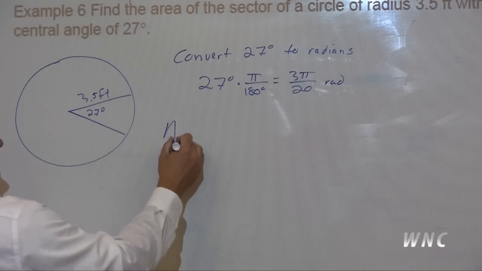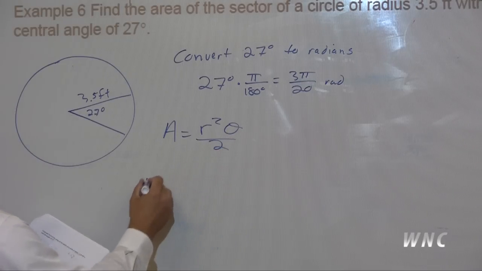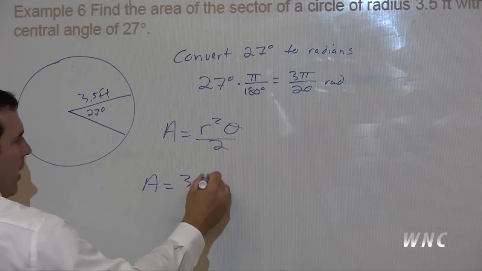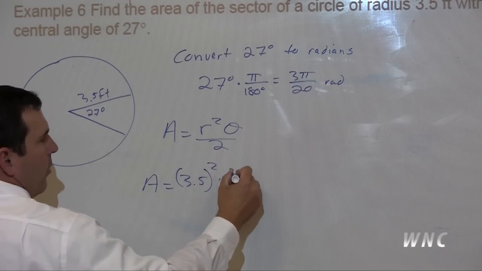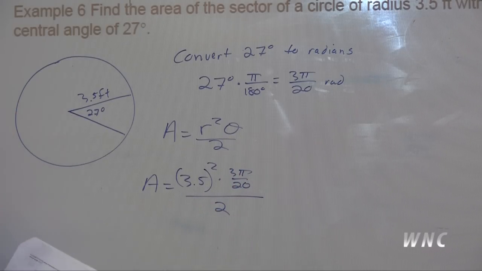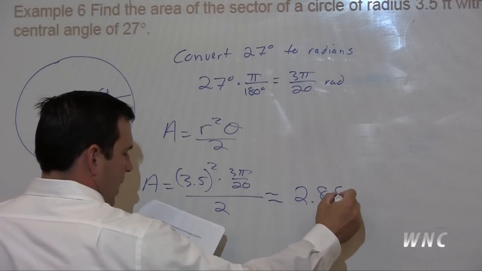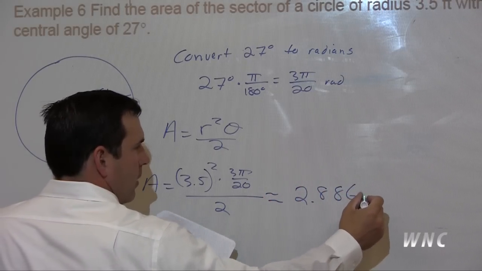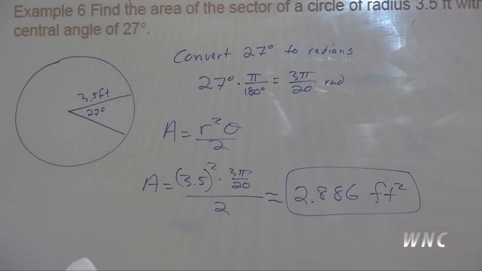So the area is r squared theta over 2. So the area is going to be 3.5 squared times 3 pi over 20, all over 2. What do we get from that? 2.886 square feet. Okay, and that is the end of 6.1.